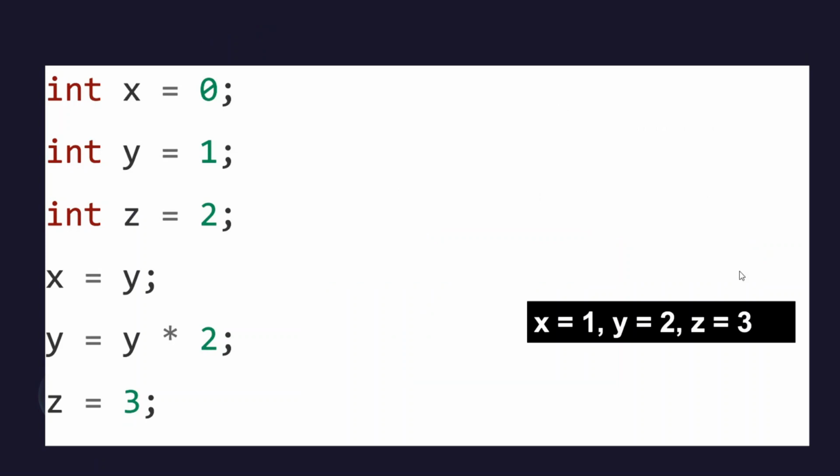So in this example, you can see the integer values x, y, and z are set to the values 0, 1, 2, respectively. Then later in the program, x is assigned the same value as y, which is 1, and then y is assigned itself times 2, so 1 times 2, which results in the stored value of y being 2. Then z is assigned the new value 3. So the output result of this code would be x equals 1, y equals 2, z equals 3.